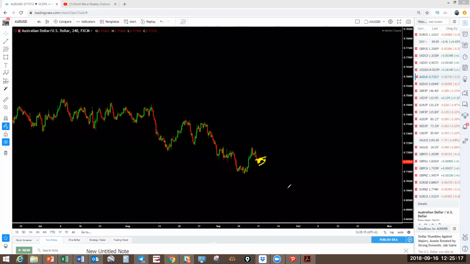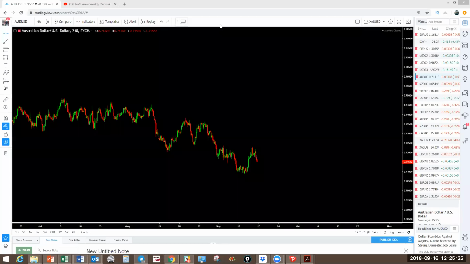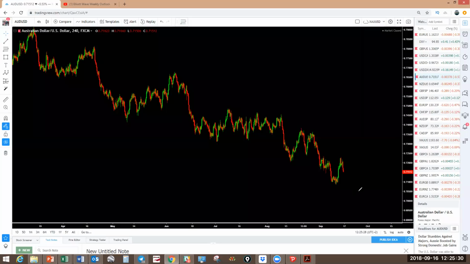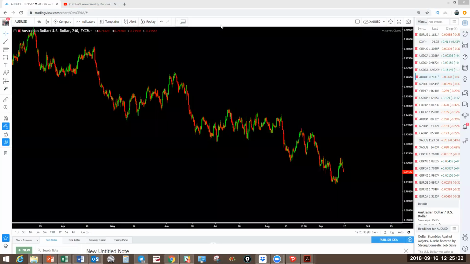But otherwise, I'll just be waiting for this one. I'm waiting for the move to the upside because the cycle is very close to the end, and selling here is very risky. Okay, so wait for the cycle to complete to the downside, just like that. All right, so that is AUD US dollar. New Zealand.